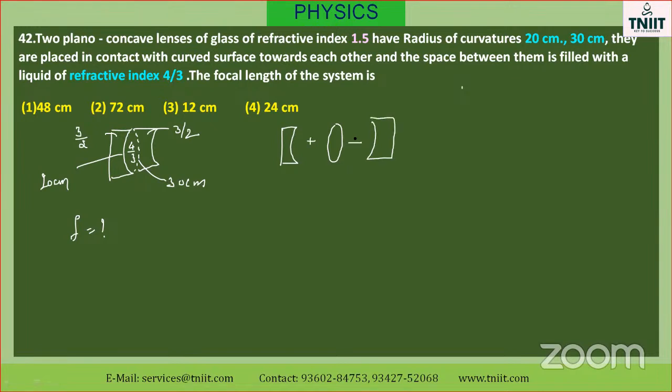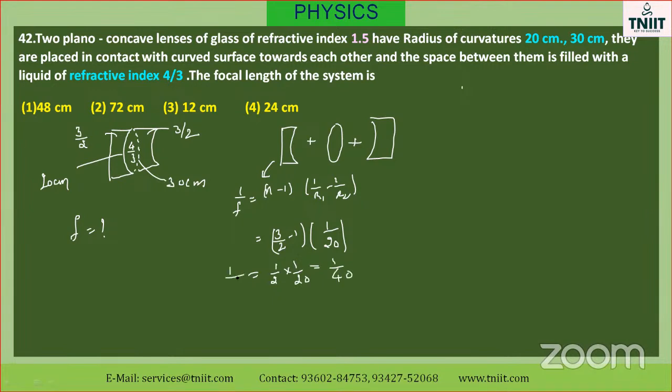So for the effective focal length, you have to just add up. Here, first let me calculate the power for all these cases. How to calculate the focal length for the first lens? 1 by f is equal to, what's the formula? (n minus 1) into (1 by R1 minus 1 by R2). What is refractive index of this? 3 by 2 minus 1, into 1 by radius of curvature, how much? 20. Another one is plane. Neglect that. So this is 1 by 2 into 1 by 20. That is 1 by 40.